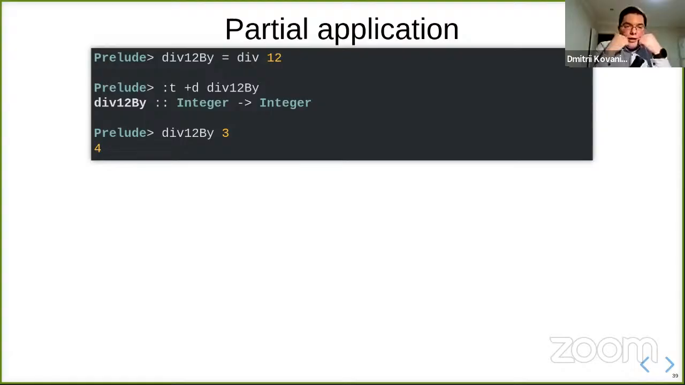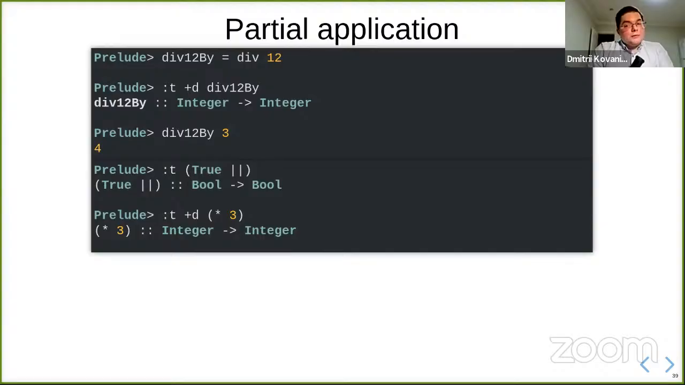So it's just partially applied, and we can apply div12by to 3 and we get 4 because we will divide 12 by 3. This is really neat because you can partially apply functions, and then you can reuse them. You can specify some arguments in advance. And what is even cooler is that you can do the same with operators.